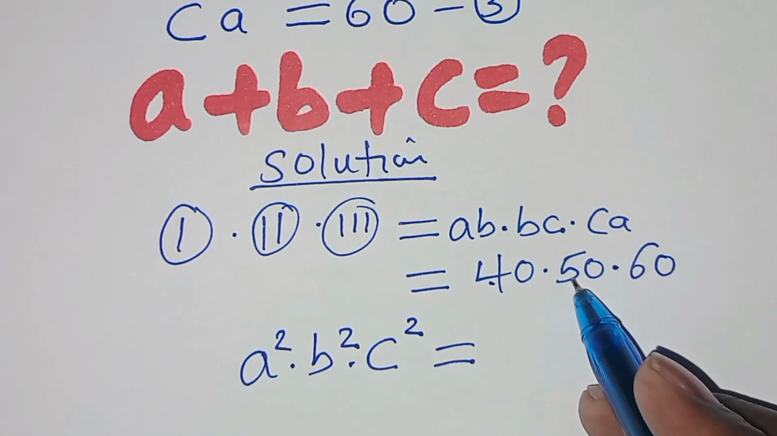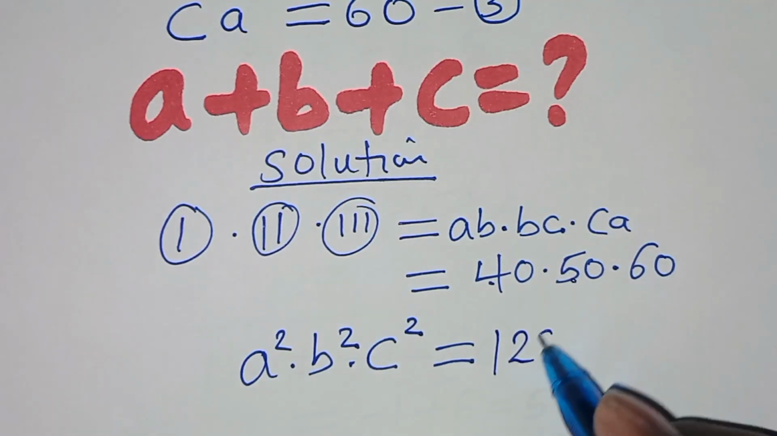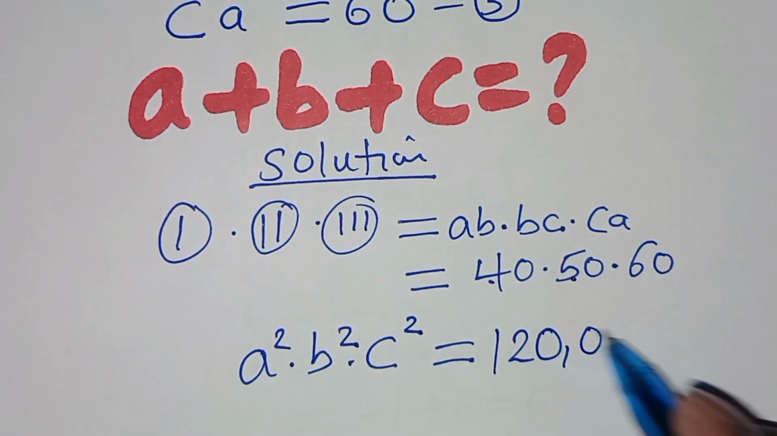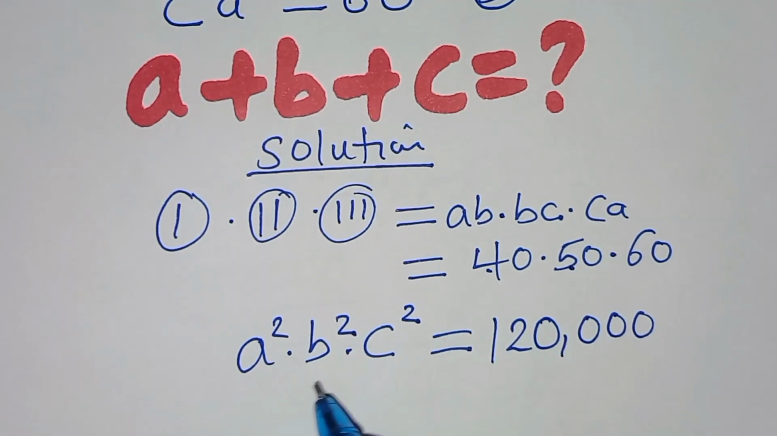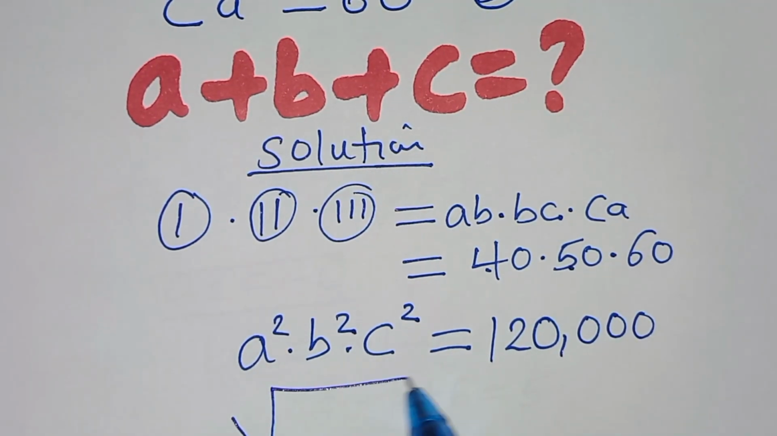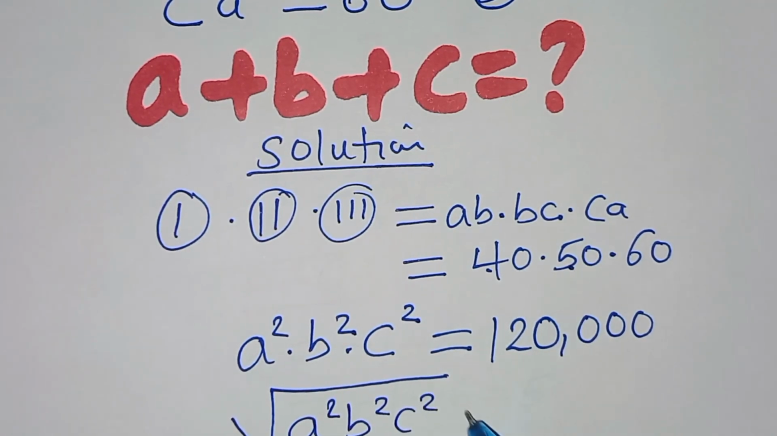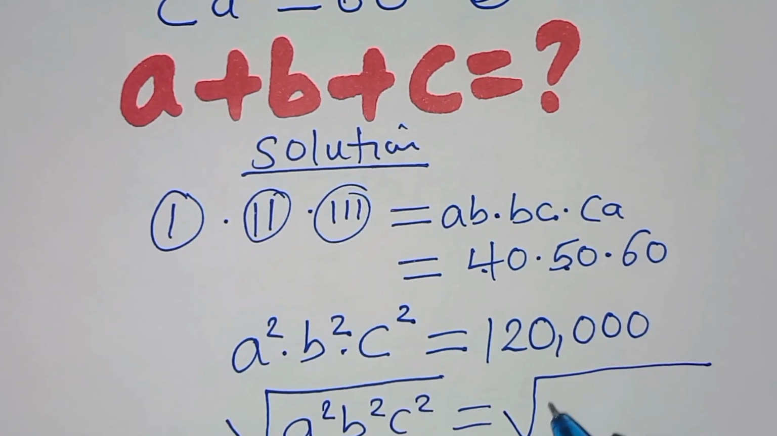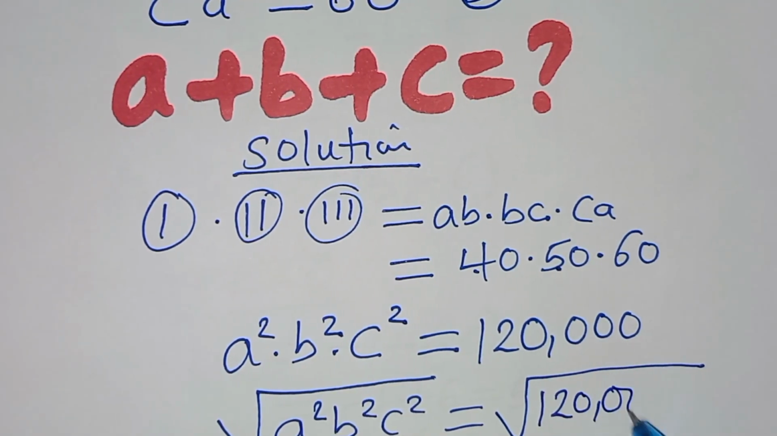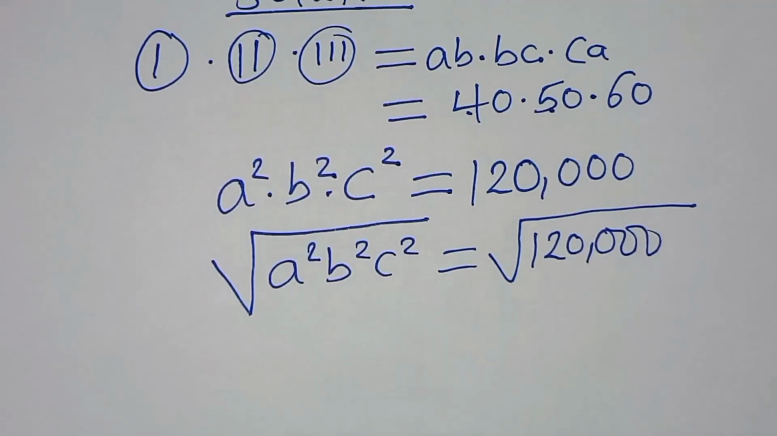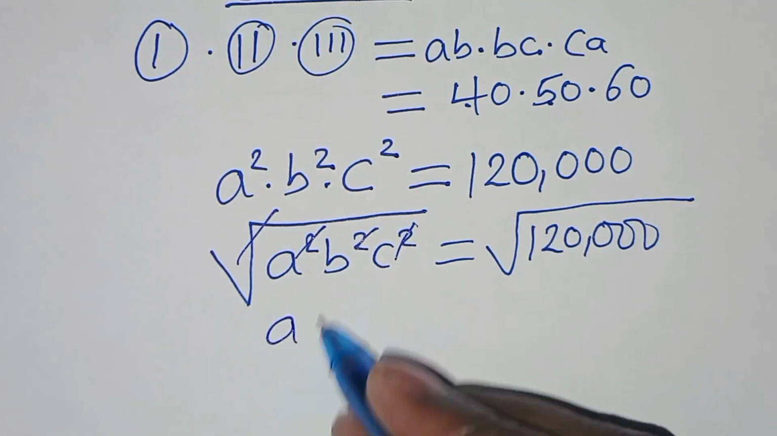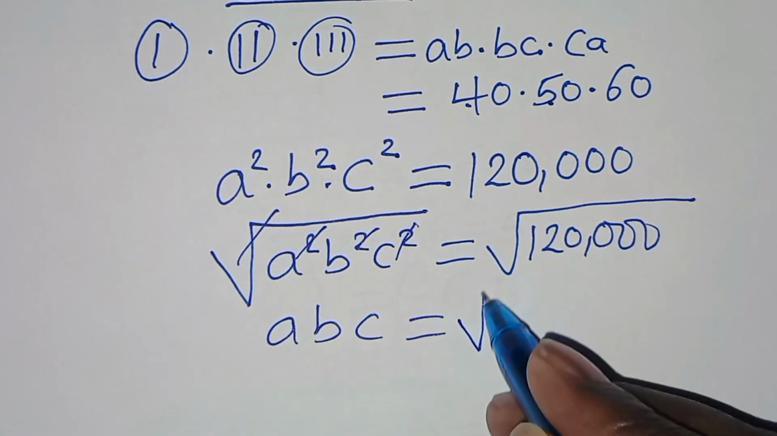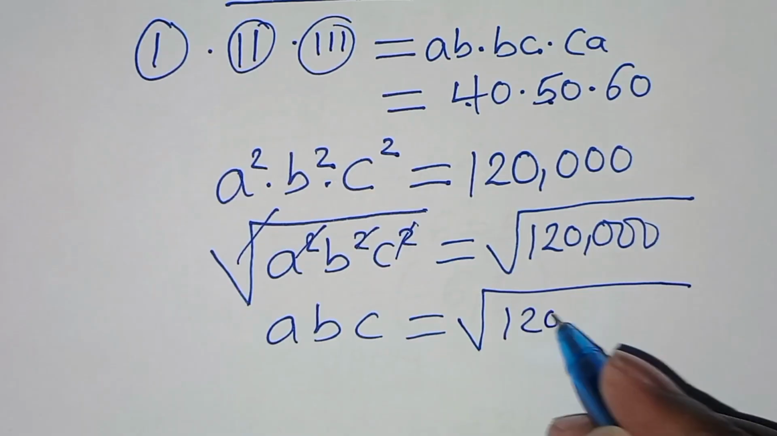This is 4 times 5, which is 20, times 6. This is 120. Then we have 1, 2, 3 zeros, so we have 120,000. Now for the value of a, b, and c, let's take the square roots on both sides of a squared, b squared, c squared, equal to the square root of 120,000. So we simplify, and now we have a, b, c equal to the square root of 120,000.